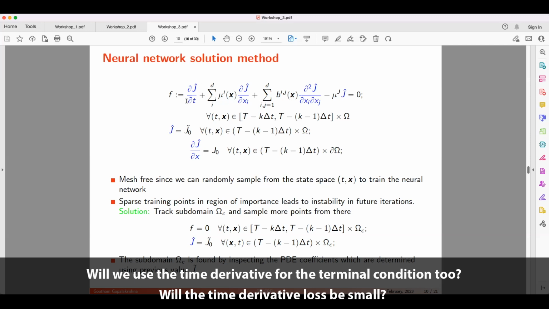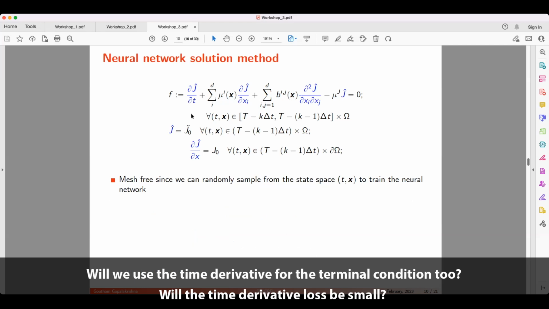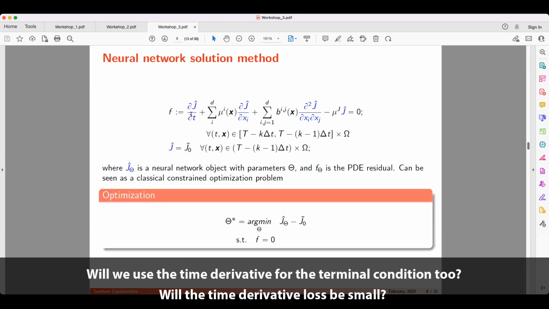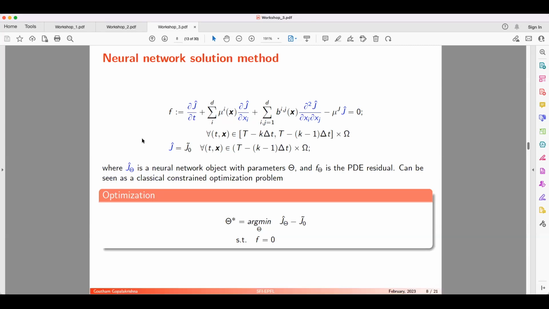When I compute the PDE residual, I would also use this one. Yeah, in the end, it's going to be 0 anyway. But in the beginning, that's going to be huge, right? That loss is going to be large.